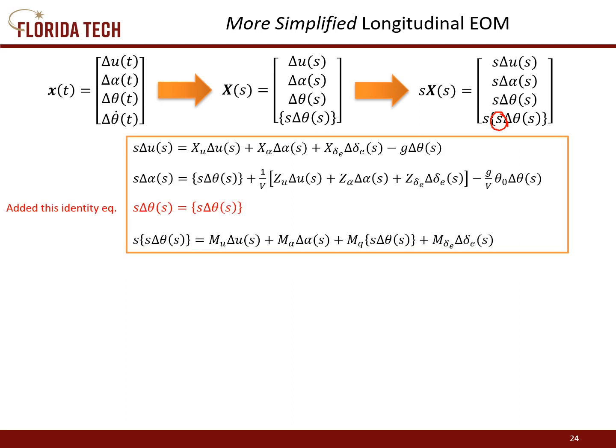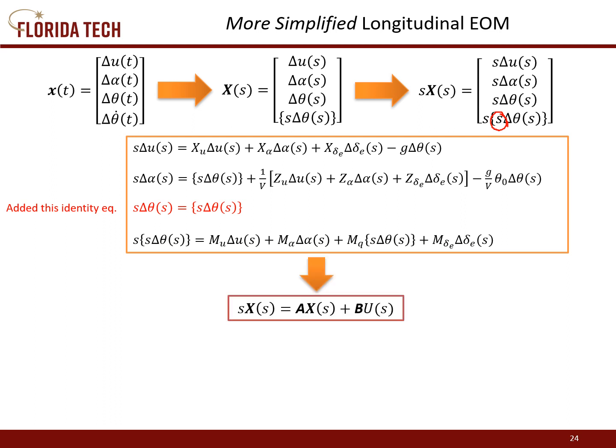So what that means is I had to add a fourth equation in my longitudinal set of equations, and it's just basically the identity equation. It just says that delta theta is going to be s times delta theta, and then it's the same thing on the right-hand side, except I put it in curly brackets to denote that it is a state variable in and of itself. But it's still an identity equation, so it doesn't really change the value of anything in the dynamics.